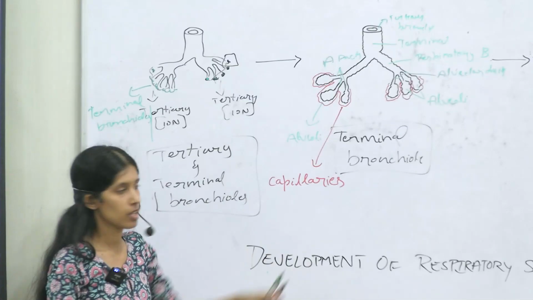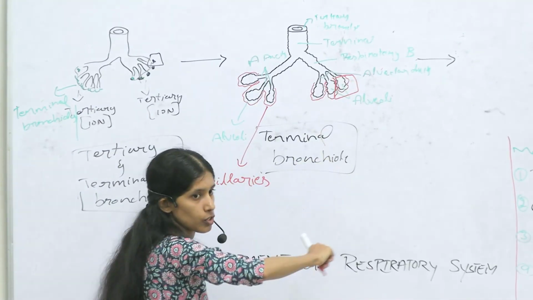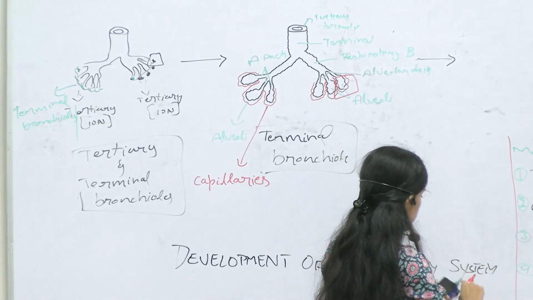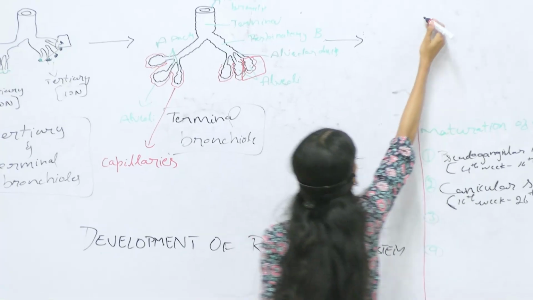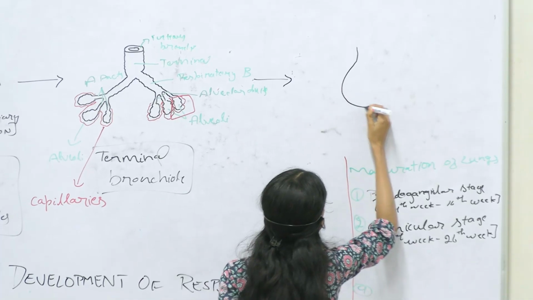Okay. So now I will draw only one alveoli picture. What are the cells we can see in alveoli?